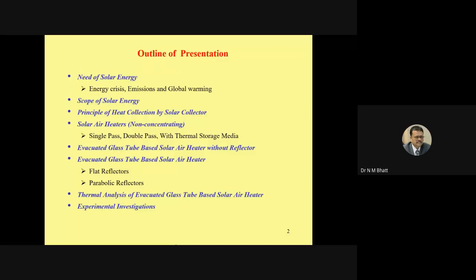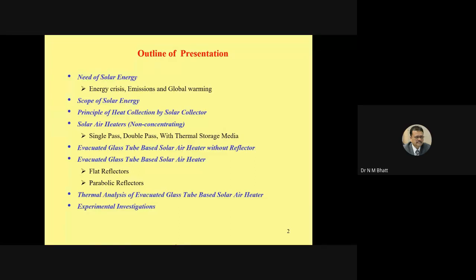Because when you design any solar collector or any solar thermal system, two things are very important: the temperature at which the heat is required, as well as the amount of heat that is required. That is the basic input data to design any solar thermal system. Then I will discuss the principle of heat collection by solar collector.